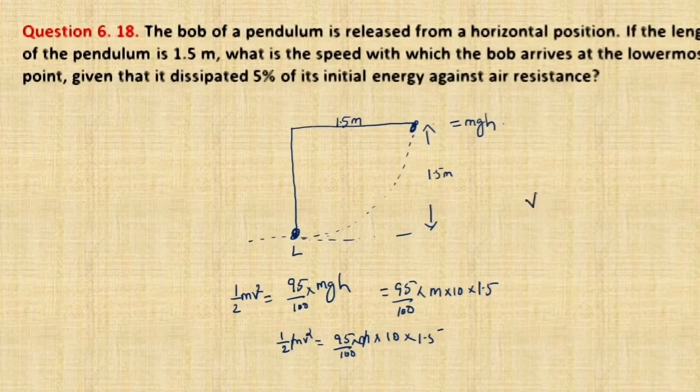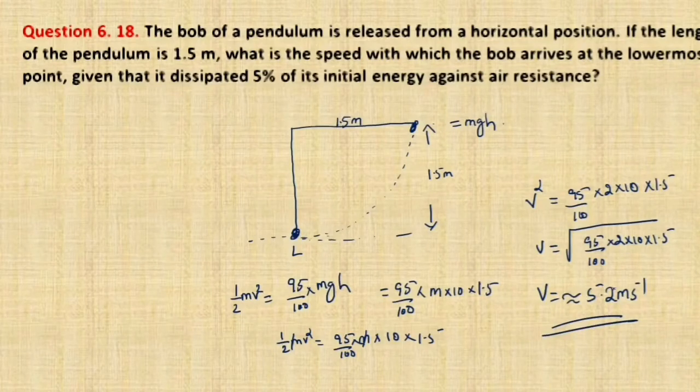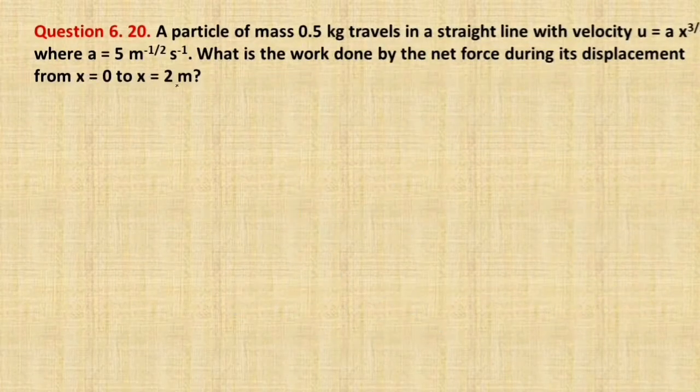So we can write here v square is equal to, you take the 2 to the right hand side, 95 divided by 100 into 2 into 10 into 1.5, correct? So v is equal to square root of 95 divided by 100 into 2 into 10 into 1.5. If you find the square root, you will get the answer approximately 5.2 meter per second. So this is the way to do question number 6.18. Now let's do question number 6.20.